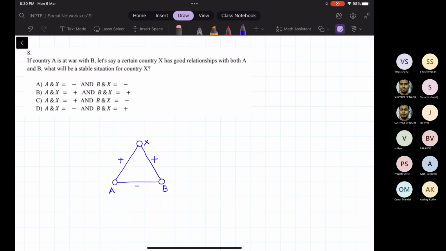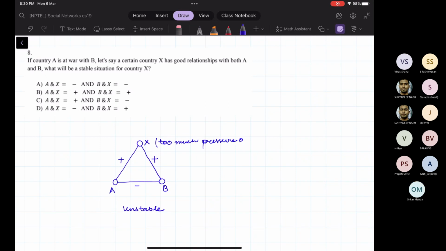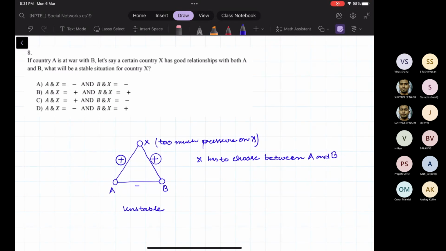So stable, like I mentioned before, so this thing is unstable because there is too much pressure on X. So A will tell X to become enemies with B and remain in a good relationship with A, and B will do the same. It will ask X to forget A and remain friends with B. So X has to choose between A and B. So one of these pluses will change to minus.